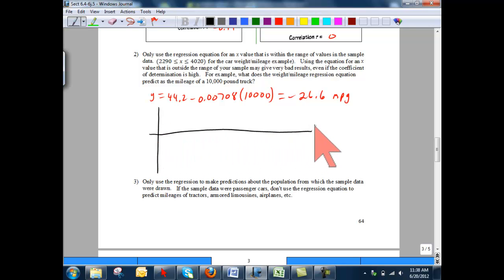Well, let's take a look at the data. Here's weight and mileage.